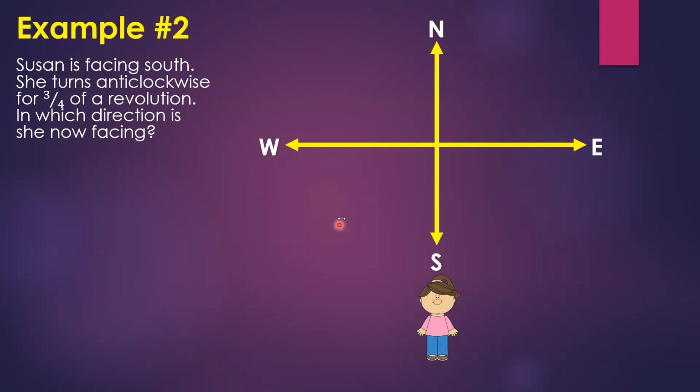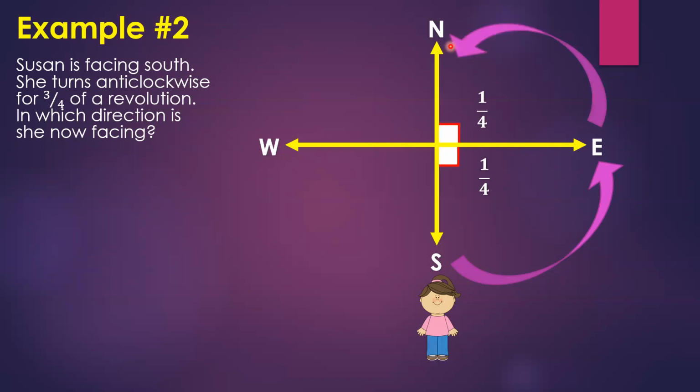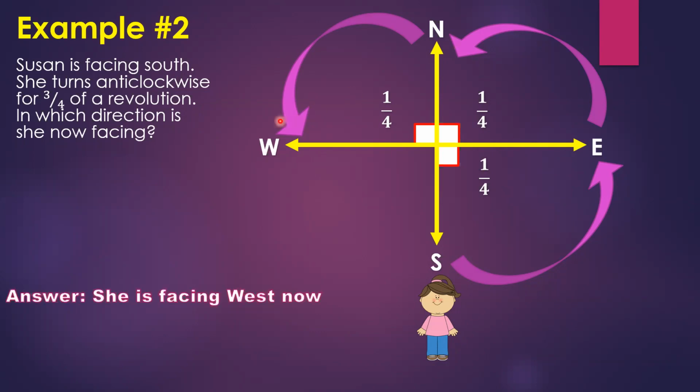Gianna, can you explain why you say west? I don't know if I could explain it, but anti-clockwise goes from south to east, and then east to north, and then north to west. Why did you do it 3 times? Because it says 3/4. Very good. How many persons said west? I did. Very good.